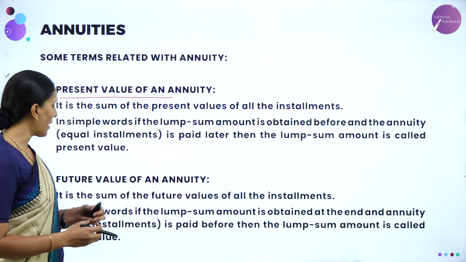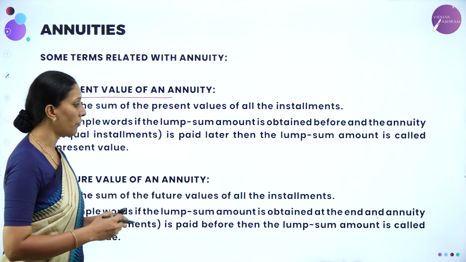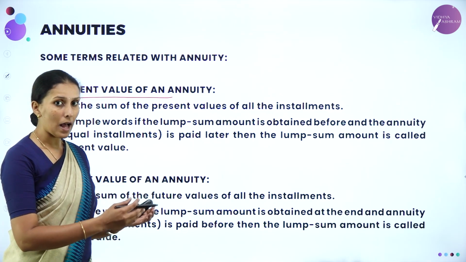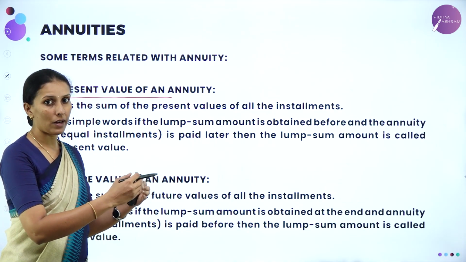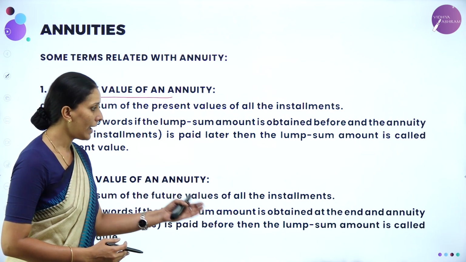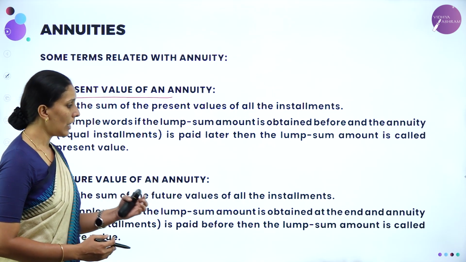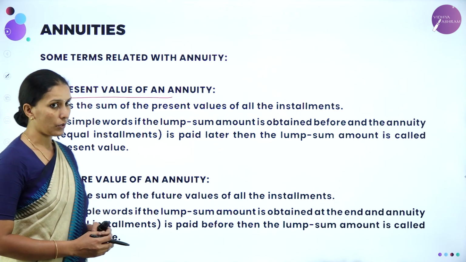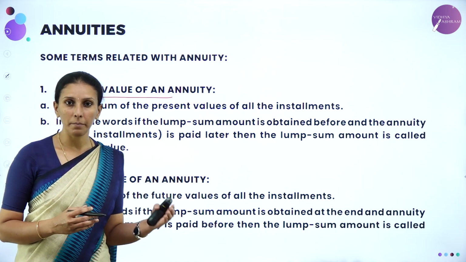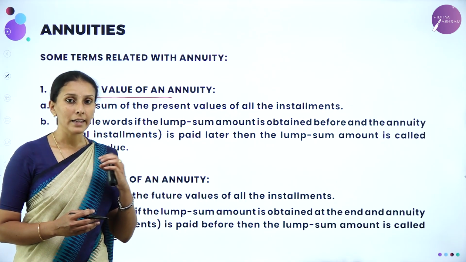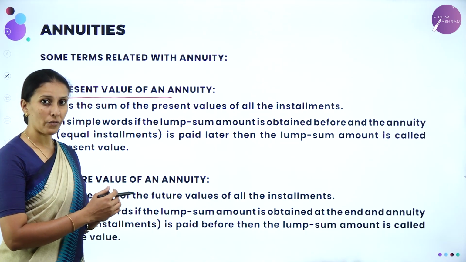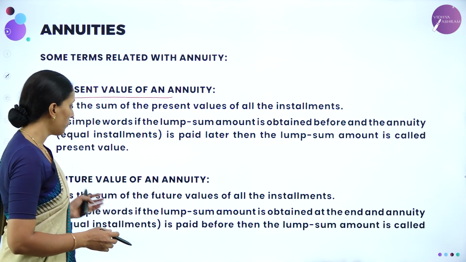Now, future value of annuity. It is the sum of the future values of all the installments. That means, in other words, you will obtain the lump sum amount later, but you will pay the equal installments previously. So here the lump sum amount is obtained at the end and the annuity is paid before, then the lump sum amount is called the future value. For example, your LIC policy, you will pay in equal installments once a month or, like in a year, you may pay 2 times. After that certain number of years, you will get a lump sum amount which is called the future value.